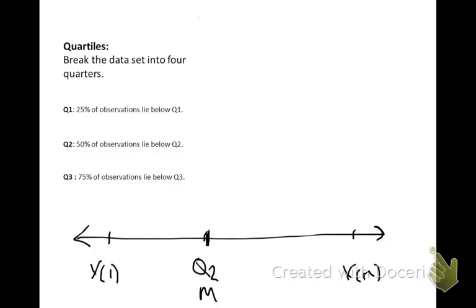Now let's say you want to take your lower half and break that into half. Well, this is your first quartile. And if you want to take your upper half of numbers and break those in half, this is what you would call your third quartile. So from each one, there's 25% of your observations that fall in here.